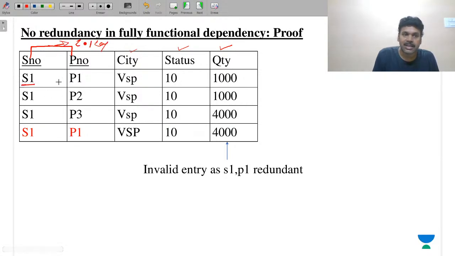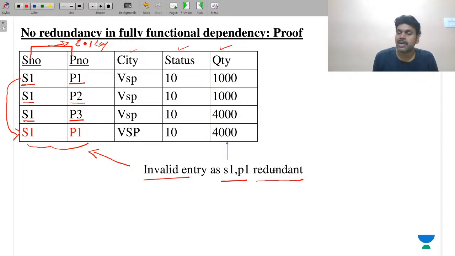Therefore, the result is supposed to be unique. S1P1 unique, S1P2 unique, S1P3 unique. So if you want to give S1 once again with the combination of P1, this and this, we will understand that this is an invalid entry, as S1 and P1 are already there and are coming one more time. Hence it is called redundant production. So it will not allow you to enter this record because you said that SNO PNO is a candidate key.